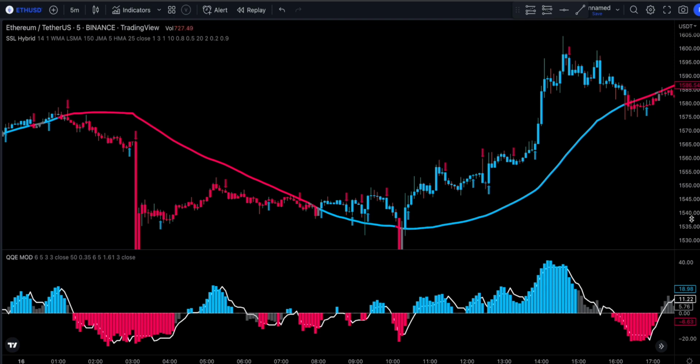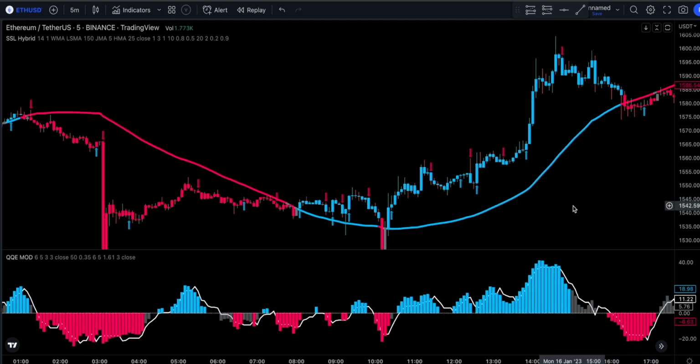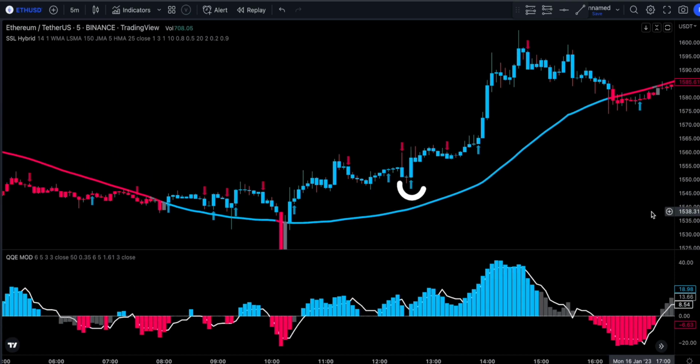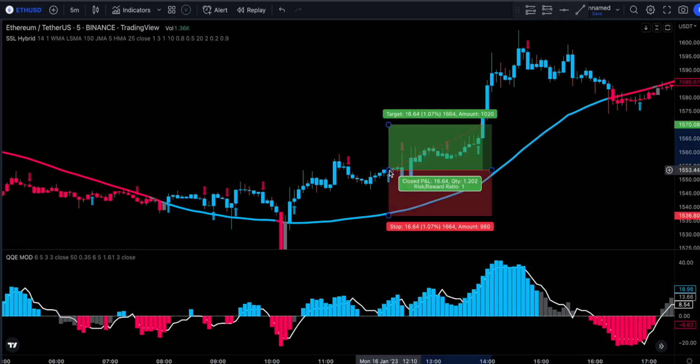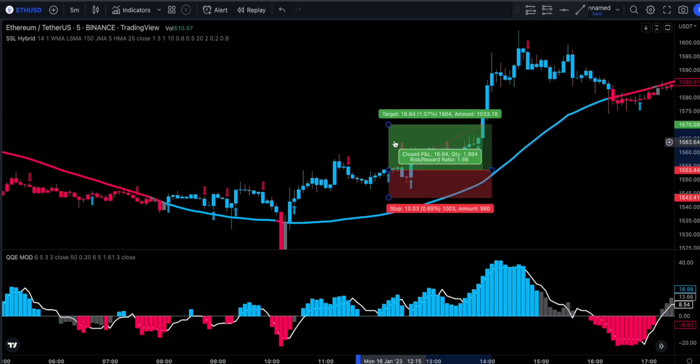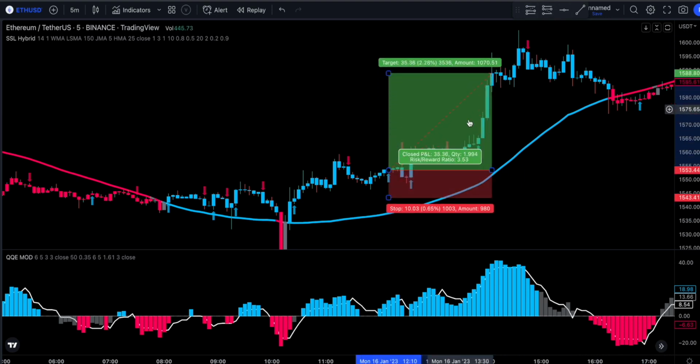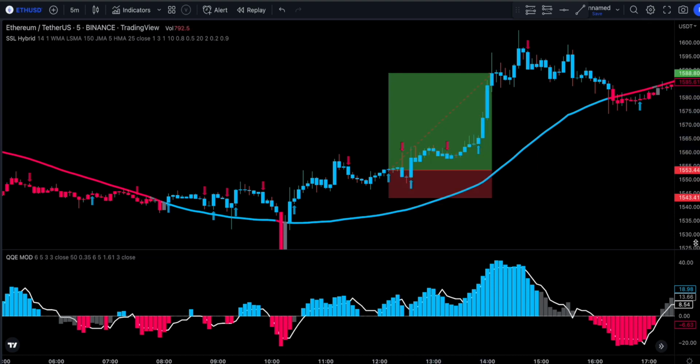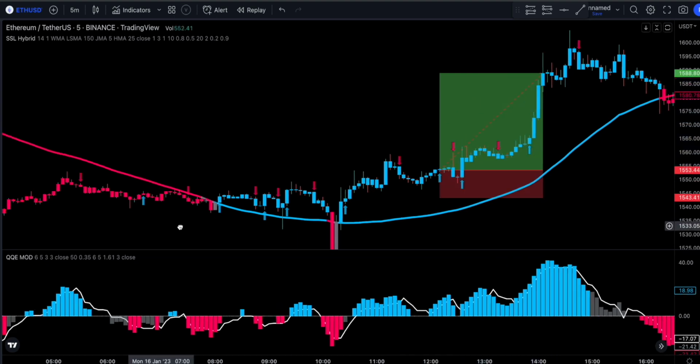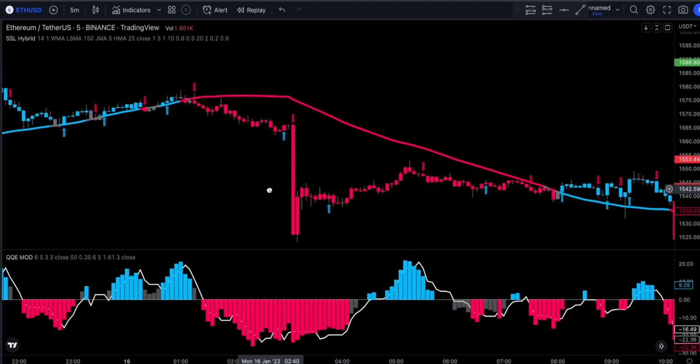For example, the price is above the moving average and a buy arrow is printed below the candle. If both the price bar, the baseline, and the QQE MOD are blue, then this is a confirmed long entry. If one of these conditions is not met at the time the arrow is displayed, then the signal is not valid. Exactly the opposite is true for short entries.